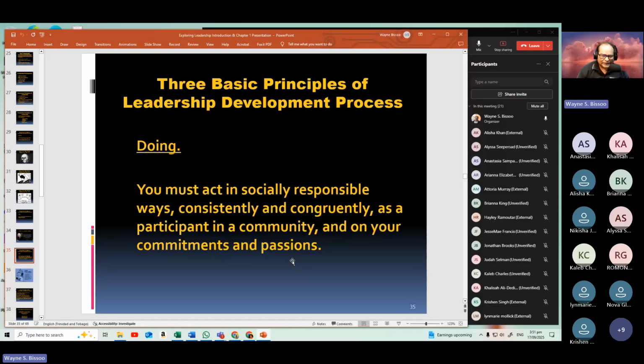You must act in a socially responsible manner, consistently and congruently as a participant in a community and on your commitments and passions. So, what is this saying? This is talking about behaving in a particular way, in a socially responsible manner, and being consistent and congruent in that behavior. Now, what does that mean?